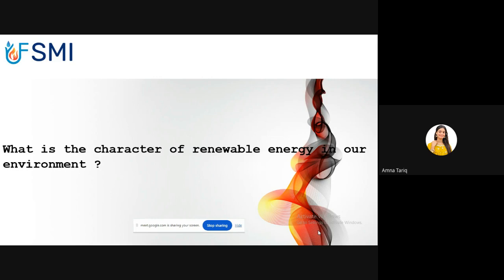We also know that renewable energy plays a very important role in our environment. With the help of renewable energy, we reduce the emissions of pollutants and also clean our environment. So renewable energy is very important for our environment, because when we use more renewable energy, the emission of pollutants in our environment is reduced.